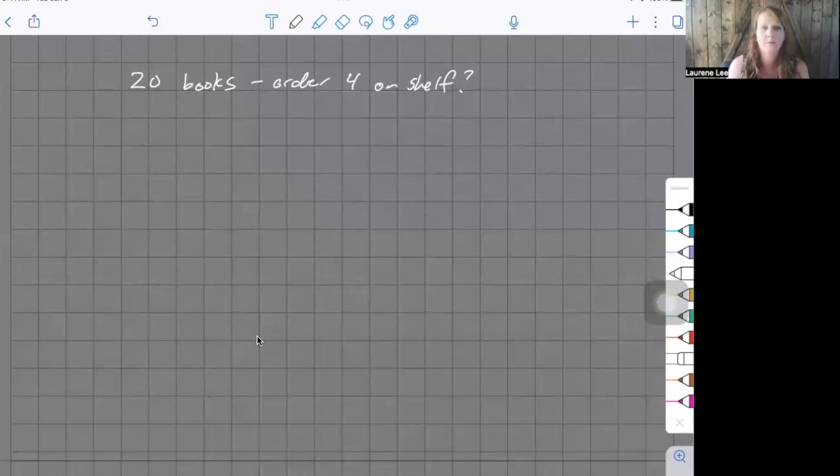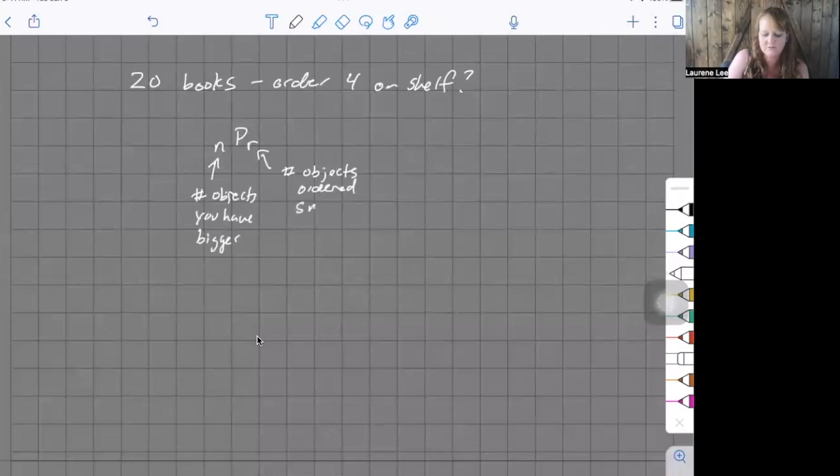There's actually an operation for a permutation, and it looks like this, nPr on your calculator. Some of you might have seen that. It's right above the exclamation point. So n is always the number of objects you have, and r is going to be the number of objects ordered. So n is always your bigger number, and r is always your smaller number.